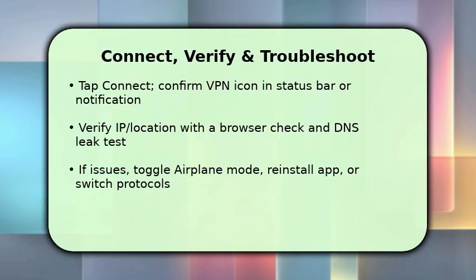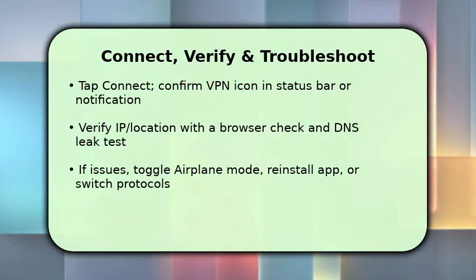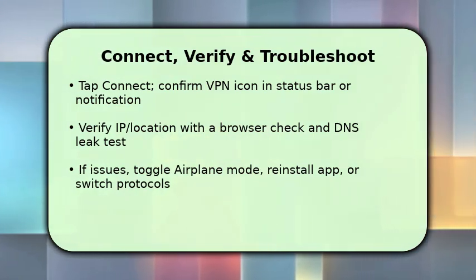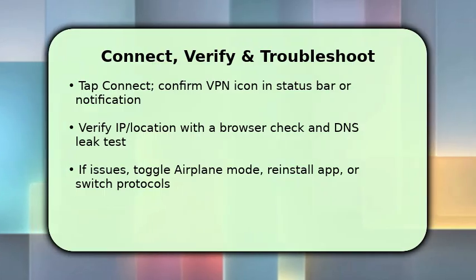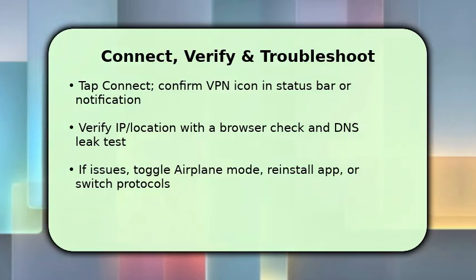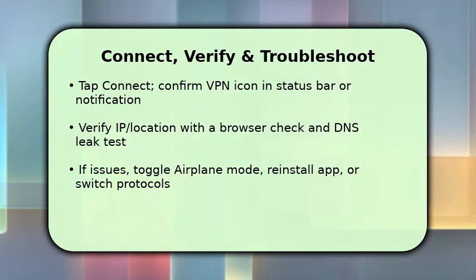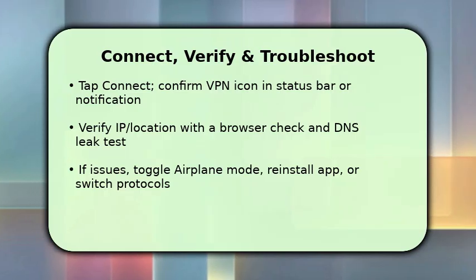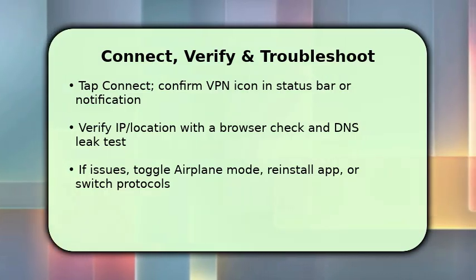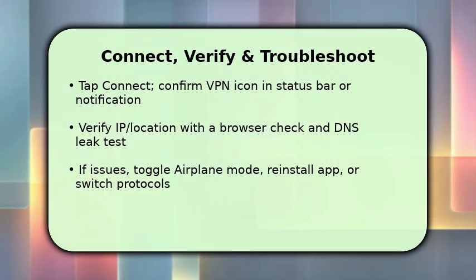You tap Connect and wait for the app to report an active tunnel. Confirm the VPN icon in the status bar or a persistent notification so background traffic is covered. Then verify your new IP and location in a browser to ensure routing through the VPN, and run a DNS leak check to confirm DNS requests are private.